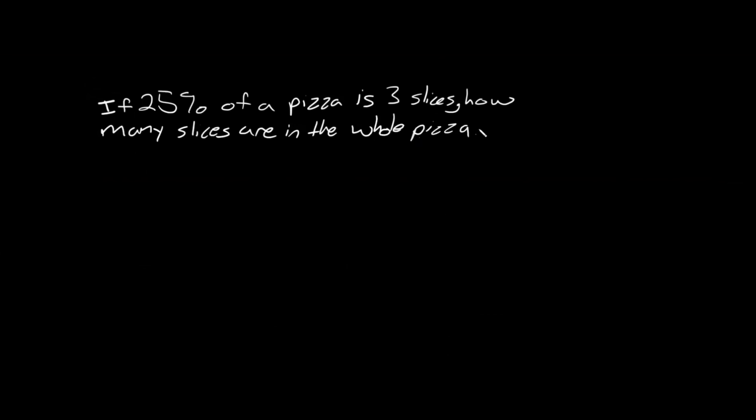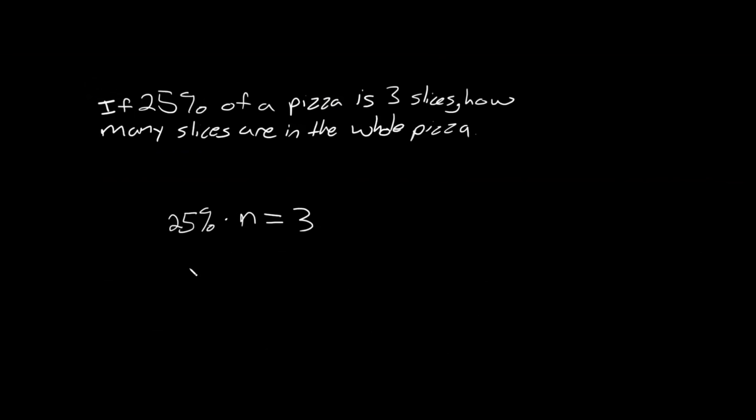So we can use our formula from last time that says 25% times the total number of things. But this time we don't know the total number of things. It says how many slices are in the whole pizza. That is the total. So let's let the total number of slices be n, since that's what it was in the last formula. And that's going to be equal to 3.